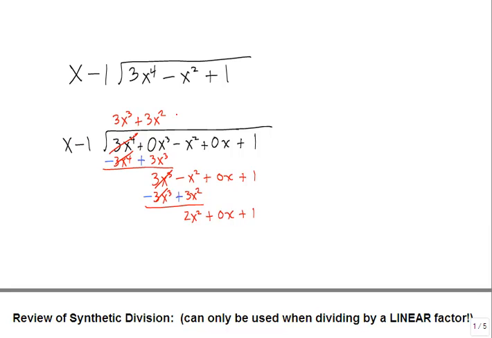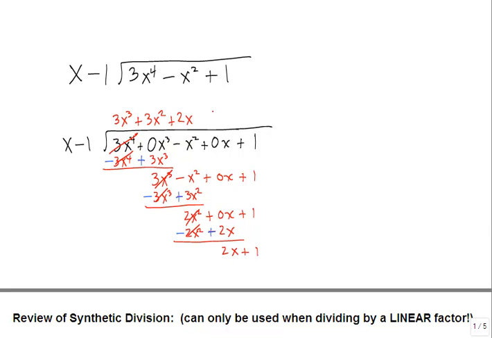So x times what would give me 2x squared? I need a 2 and I need an x. So 2x times x is 2x squared. 2x times a minus 1 is a minus 2x. Draw my line, change my signs, and these cancel out. 0 plus a 2x is a 2x. And I still haven't used the 1 yet. And I'm finally down to a degree 1, and my divisor was degree 1, so this should be the last time I need to do this.